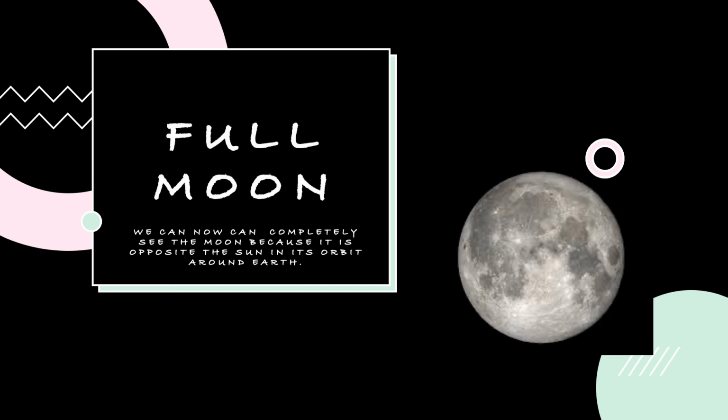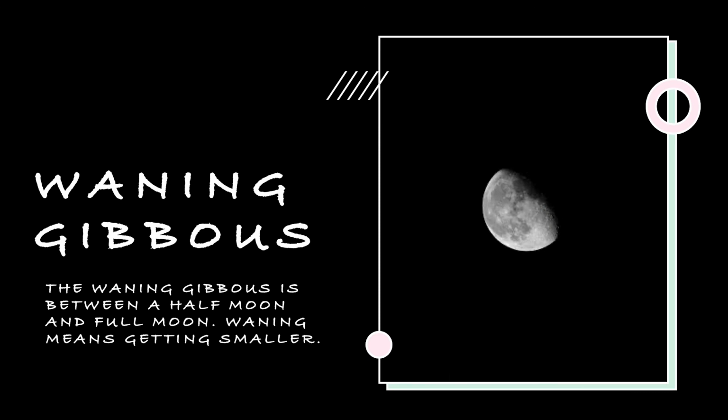During the full moon, we can completely see the moon because it's opposite the sun in its orbit around the Earth. During a waning gibbous, the moon is between a half moon and a full moon. Keep in mind that waning means to get smaller. Be sure to not get this confused with a waxing gibbous. During a waxing gibbous, the moon is becoming larger, not smaller.